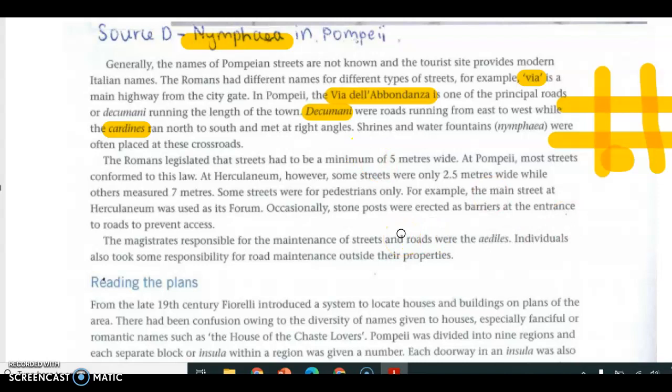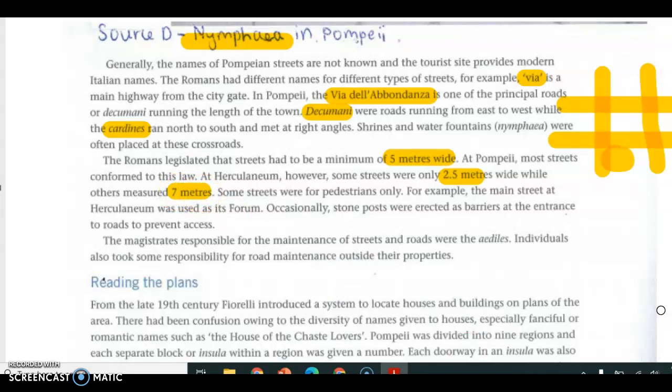Apparently there's Roman legislation. From what we know about ancient Rome, and because these are both Roman colonies, streets actually had to be a minimum of 5 meters wide. So at Pompeii, all of the streets are at least 5 meters wide. But at Herculaneum, some of the streets are quite narrow. They're smaller, only half that, 2.5 meters wide, whereas some are 7 meters. It just depends what part of the town it's in.